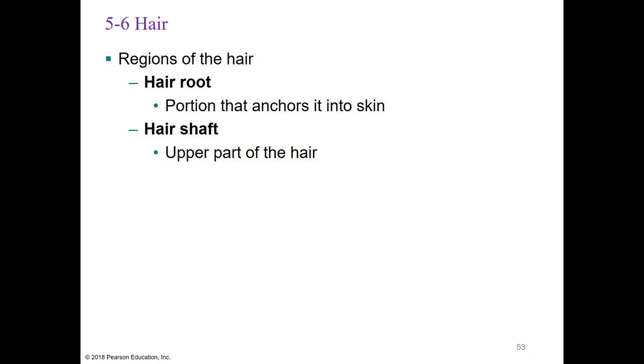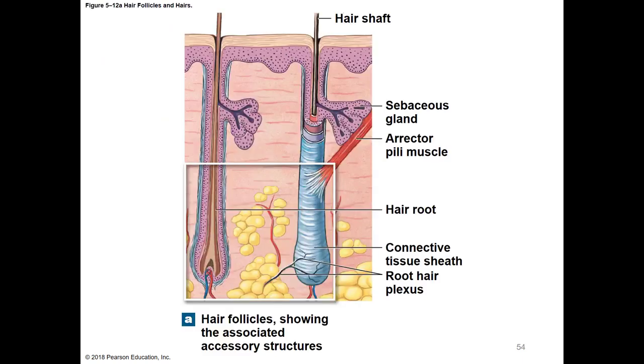Regions of the hair: we have the root, which is what anchors it into the skin, and the shaft, which is the upper part of the hair that eventually is exposed out of the skin. So here are some of the things we talked about so far. This would be the root of the hair, which is deep in the dermis. And then up here we have the shaft of the hair. Here is our erector pili muscle. And then surrounding the hair is the connective tissue sheath.